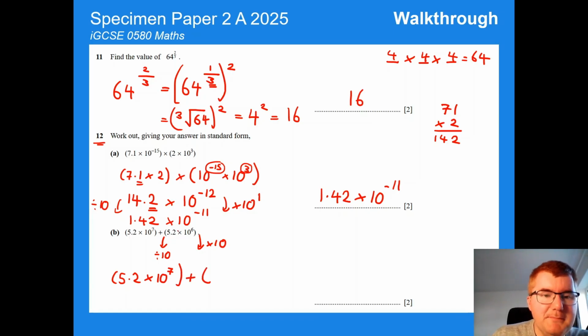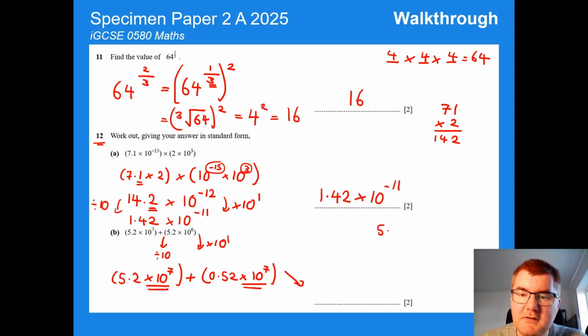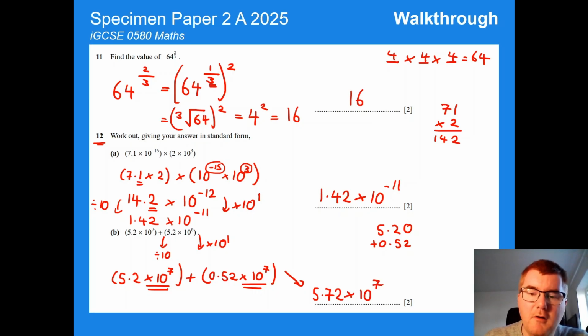Now if I divide this by 10, then we get 0.52, and if we times this by 10, 10 to the power of 6 times 10 to the power of 1 gives us 10 to the power of 7. The reason I've done that is, notice we have the same power of 10, which allows me to just add the 2 numbers together. So I do 5.2 plus 0.52. Again, we can use this kind of adding if you want to double check, but this gives us 5.72, and then the base stays the same, 10 to the power of 7.